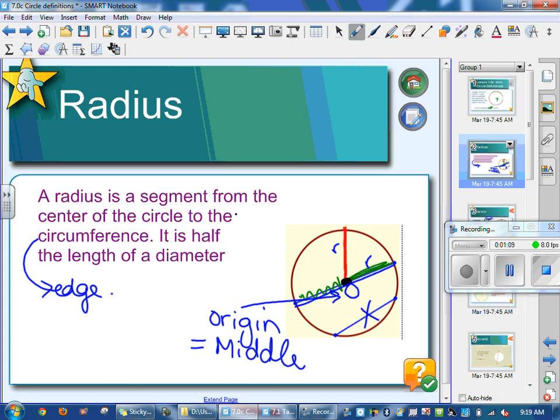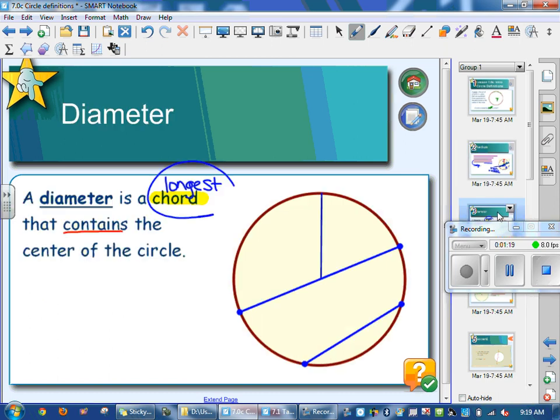How does that one get a different name? It gets a different name because he's twice as long. What is twice as long as a radius? Diameter. A diameter. Good job. Okay. And that's what this one's talking about. So it's saying diameter is the longest chord. In this circle, the diameter is the one that goes edge to edge, and it must go through the middle, which is again called the origin.